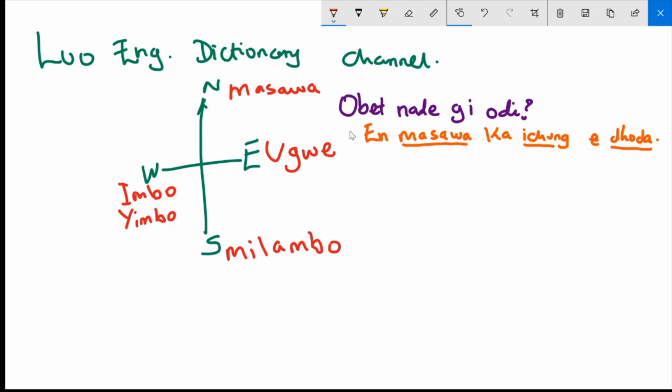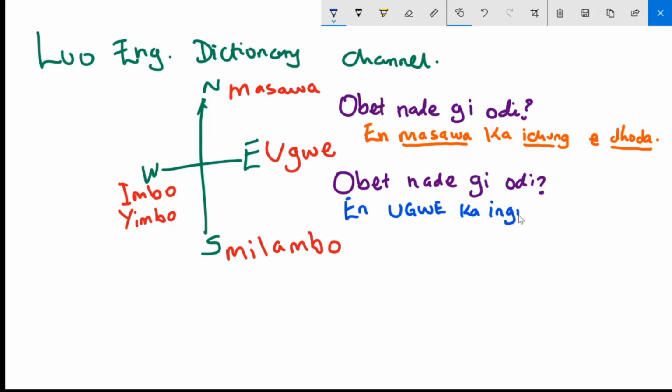That's in a sentence. Or en ugwe ka ingie gidirisana. Obet na de giodi. Say, what do you say? En ugwe ka ingie pod, not gi. Ka ingie cod dirisa na. When you're looking from my window, it is in the east.